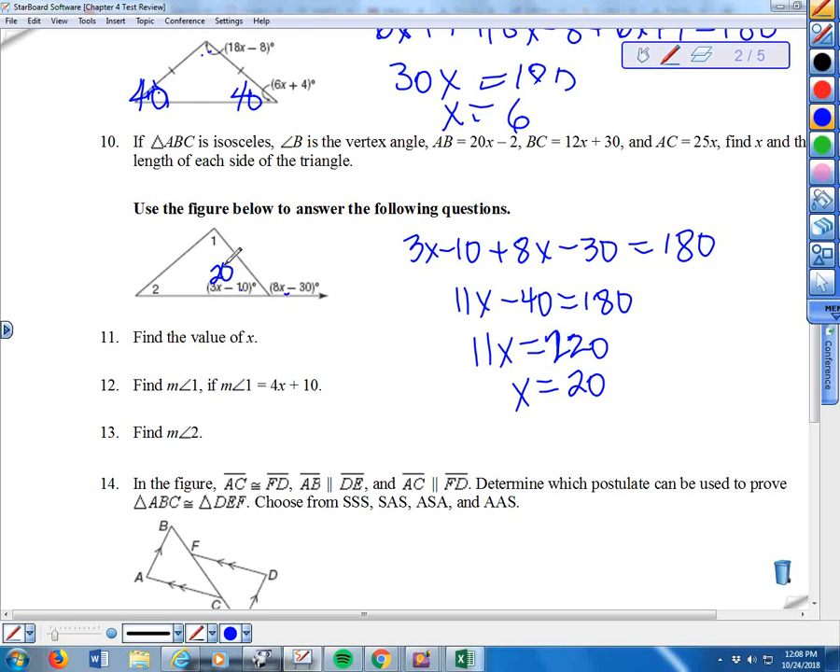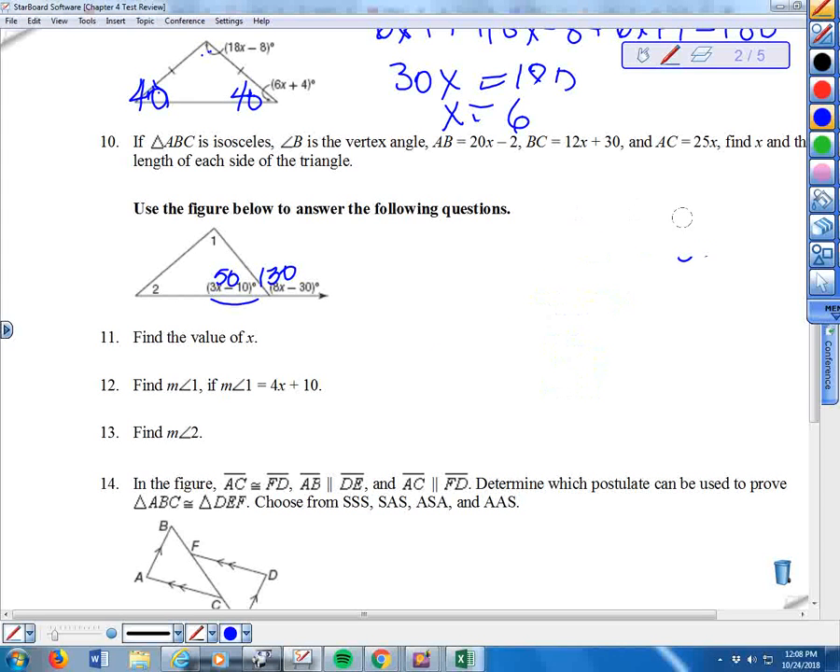X is 20. So what is this angle? 3 times 20 is 60 minus 5. So this must be 130. 8 times 20 is 160 minus 30, 130. Okay, find angle 1 if angle 1 is 4x plus 10. Well, what did we say x was? 20. So 4 times 20 is 80 plus 10 is 90.